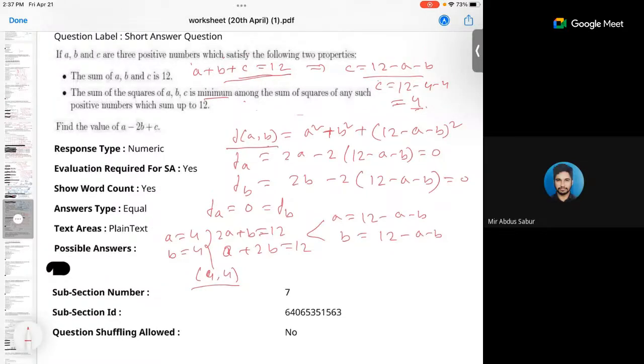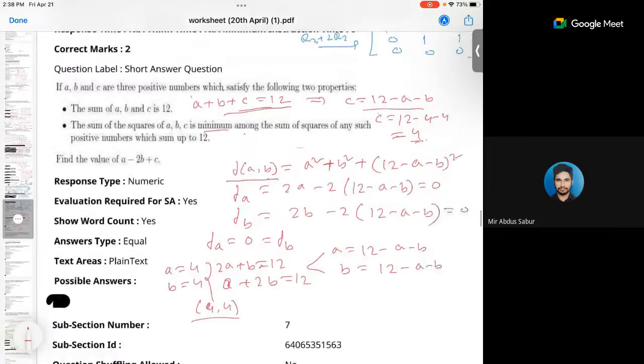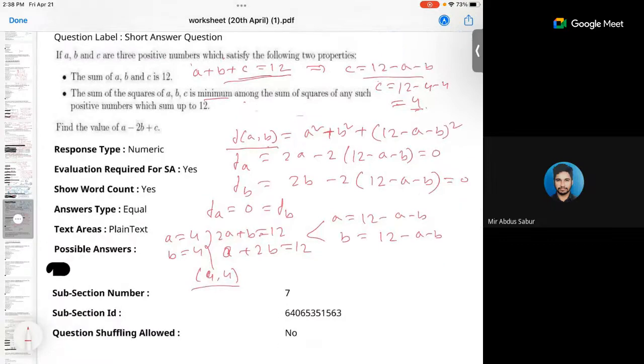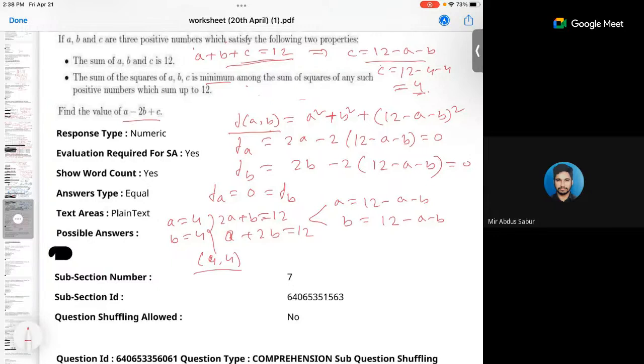So according to this question, say you have minima. If it is an MCQ question, you can write it directly. But if it is a descriptive question, you have to show that this one is minima. And all of you know how to find a minima, right? That type of question will come later, so we can leave it here. So we get a is equal to 4, b is equal to 4, c is equal to 4, right? So the value will be 4 minus 2 times 4 plus 4, that is 0. So the answer will be 0. All of you got it? Yes, sir.